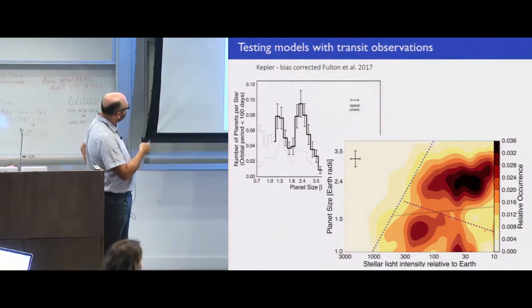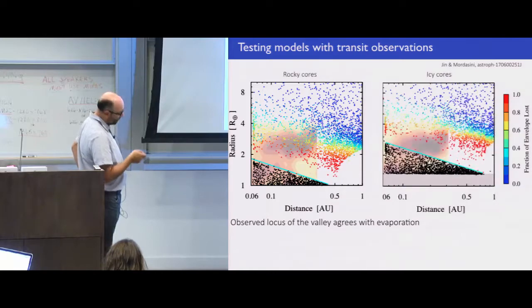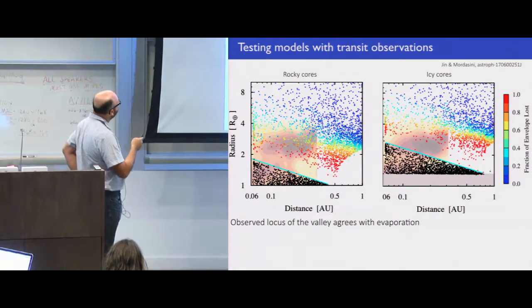And if you plot the result of Kepler in this diagram where you have the size of a planet versus the stellar light intensity relative to the Earth, you have this 2D map, and you see that you have this valley between two populations of planets. So one population at around 2.4 Earth radii and one below 1.5, and there are not so many planets between these two regions. So this is interpreted to be the result of evaporation.